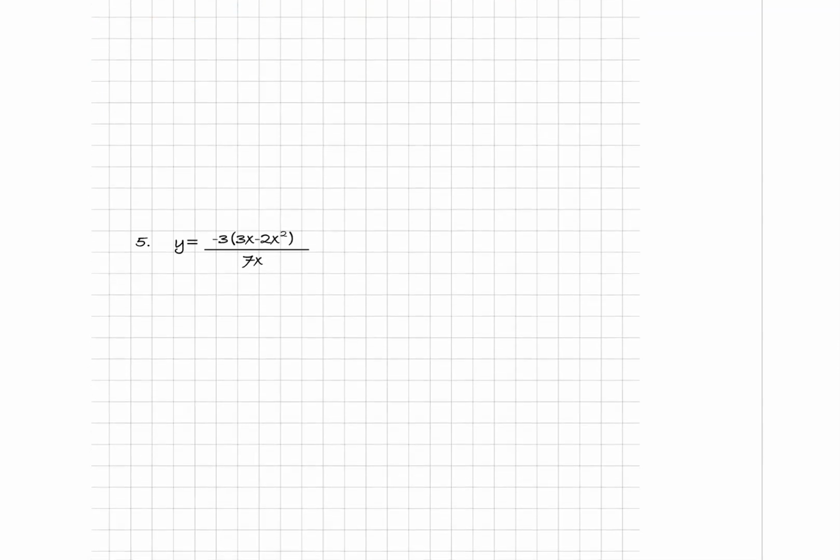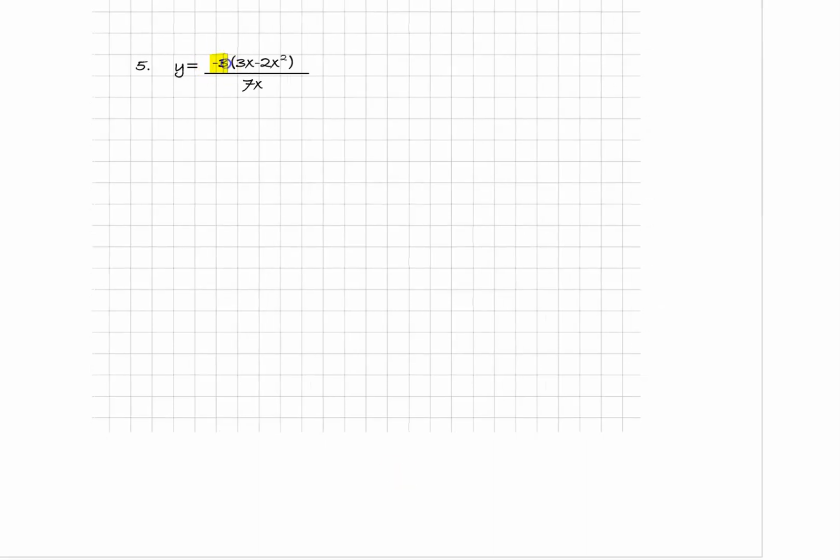Let's look at this number 5. We're going to say 4 for a later lecture. When you're looking at this problem here, let's do a little bit of cleanup before we get going. First thing I notice is this -3 over 7, that's just kind of like my constant. I'm going to pull that out front. So y is equal to -3/7, and then we have 3x minus 2x squared, all divided by x.